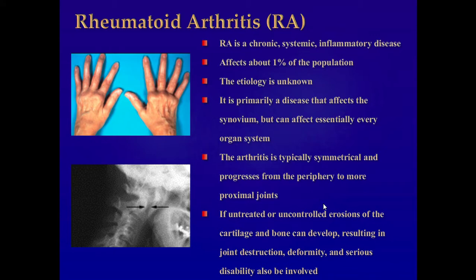Rheumatoid arthritis is a chronic systemic inflammatory disease, affecting about 1% of the population. It's primarily a disease that affects the synovium. If not treated or if uncontrolled, erosion of the cartilage and the bone can develop, resulting in joint destruction and affecting the quality of life.